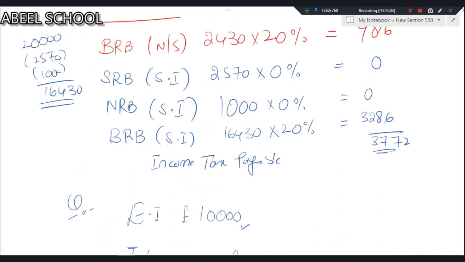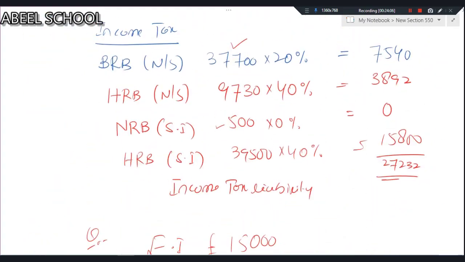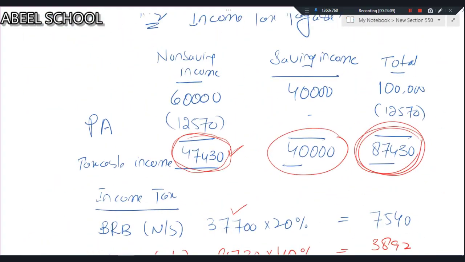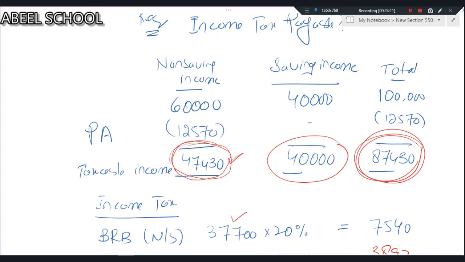Because look at this, in the very first question of this video, we did not get any starting rate band because the taxable income in the column of non-saving is more than 5,000. Whenever taxable income in the column of non-saving is either 5,000 or more than that, then you will not be getting any starting rate band. Okay, we did not get any starting rate band in this question.